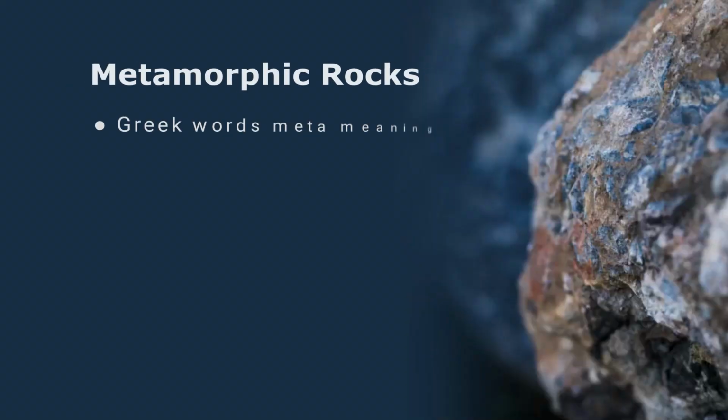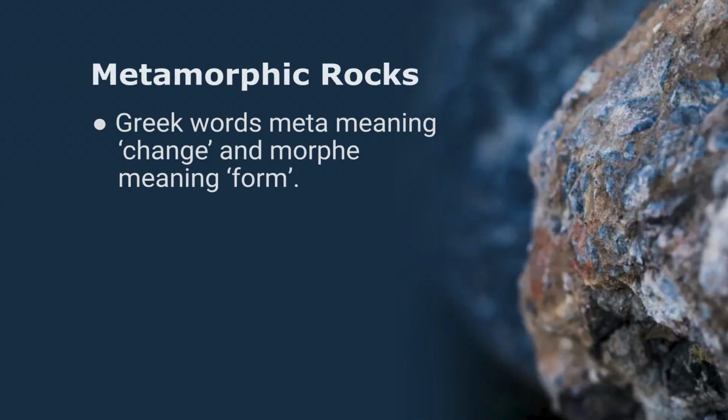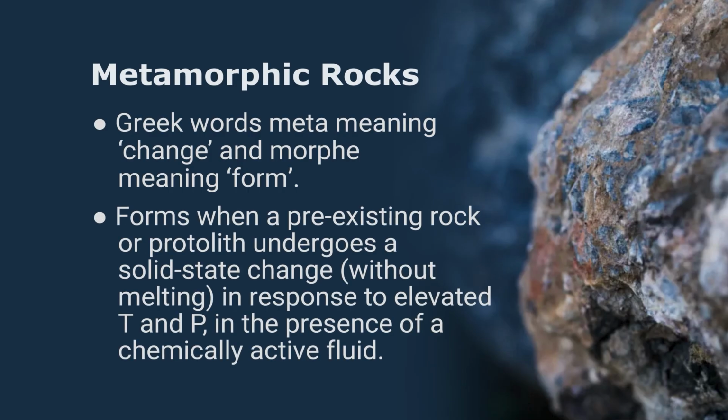And the Greek word meta means change, morph means form. So metamorphic rock is different from sedimentary rock in the sense that it is a solid state change. In case of igneous rock, melting took place, and in case of sedimentary rock, breakdown or chemical precipitation took place, and in case of metamorphic rock, it is a solid state change. The same material, when you subject it to different pressure or temperature conditions, may become different.